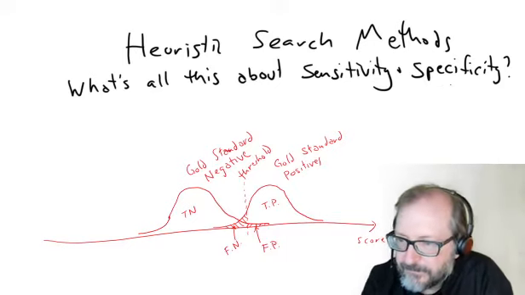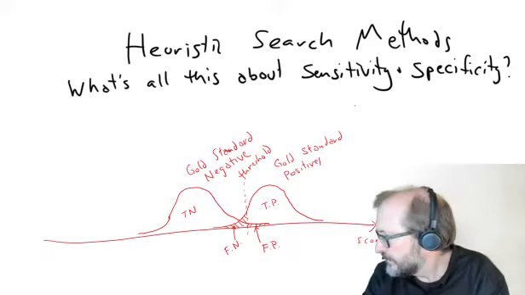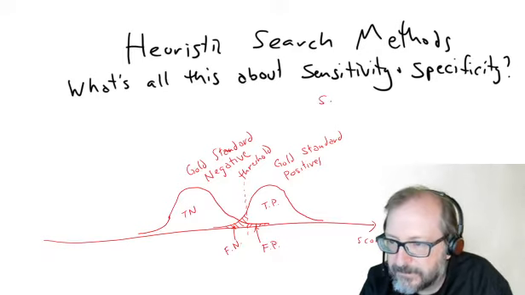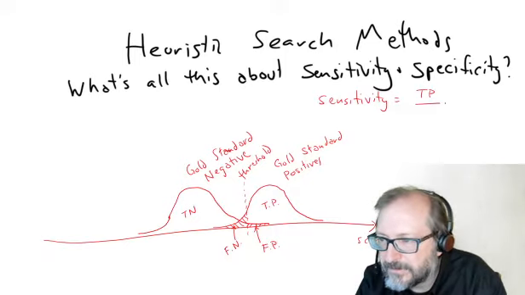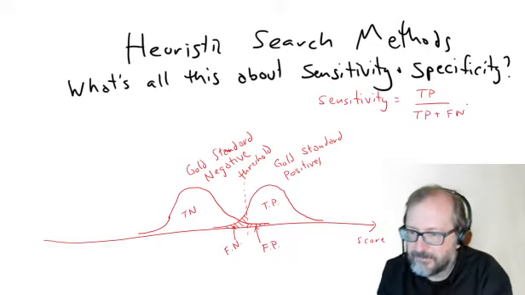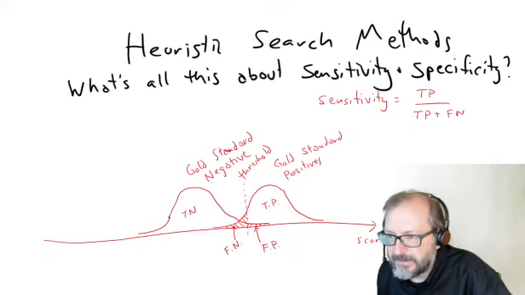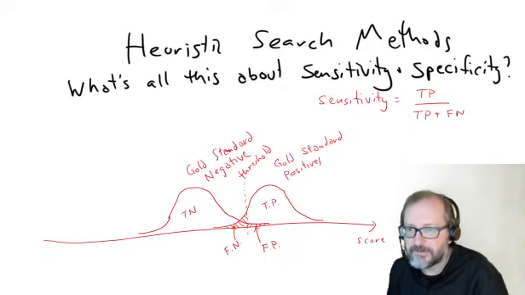So sensitivity is true positives divided by true positives plus false negatives, right? Basically, out of this curve, the gold standard positives curve, how many of the true positives were you able to detect, as a function of, divided by the total area under this curve?